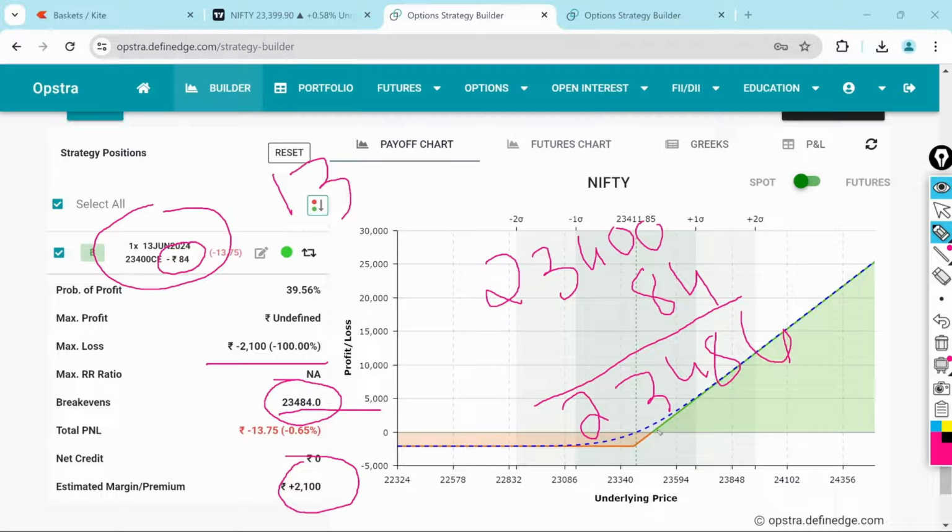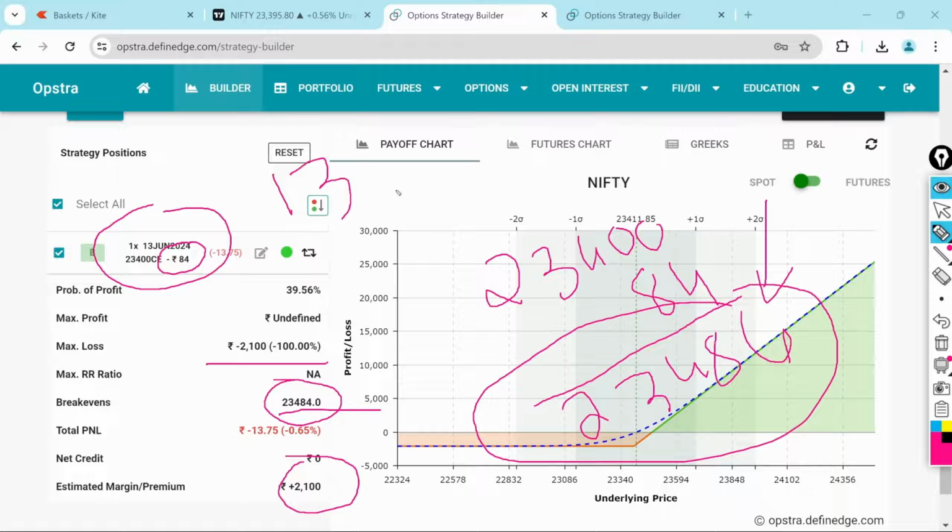So what it means, if you are an option buyer and you have bought this 23,400 call, if the market goes above the break-even point of 23,484, you will make a profit. Below this break-even point, if the market expires, the option buyer will lose the money. If the market expires exactly at this point, 23,484, the option buyer neither loses money nor gets any profit.